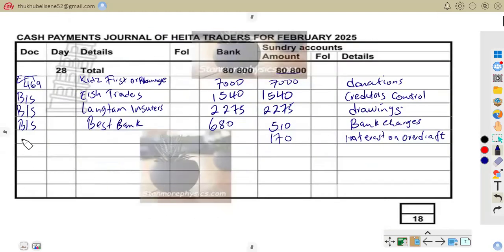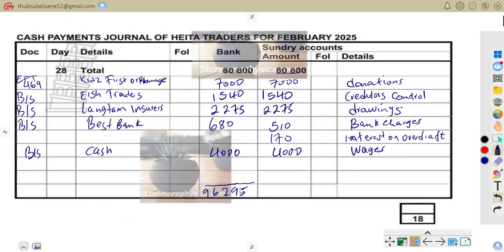So we are going to say PS, that's our document, and then we write cash. We withdrew cash to pay our wages. This is 4,000 and it goes into sundry account as well, and this is for wages. So that is that. Then we add the side of the bank, and we are going to have 96,295. So that's all about cash payment journal.